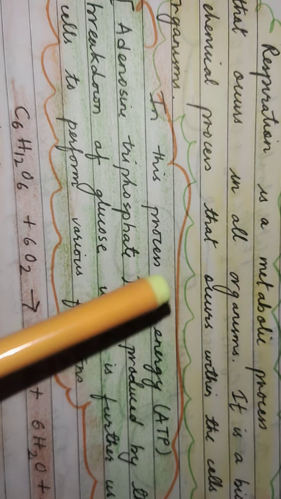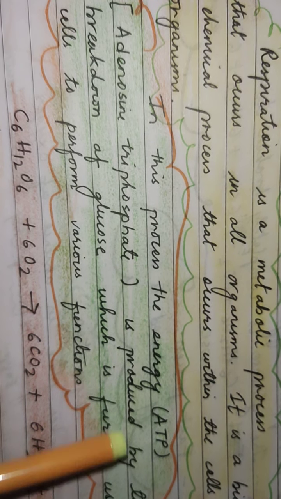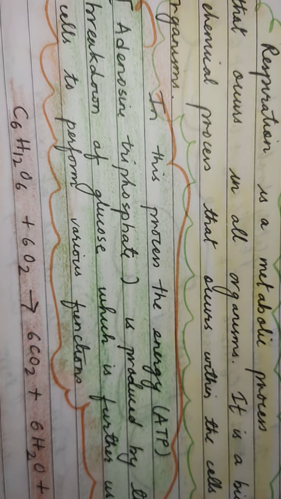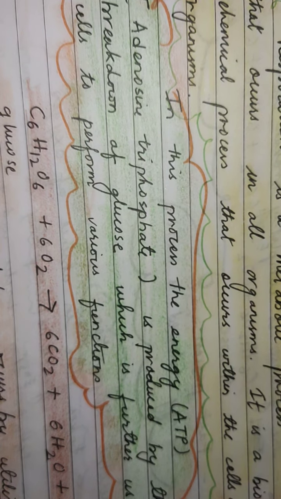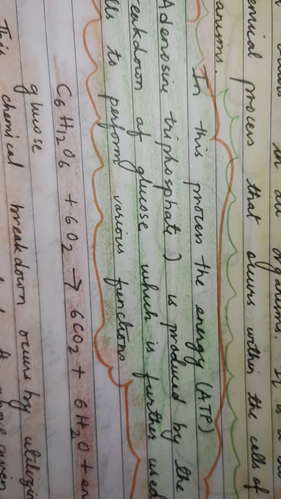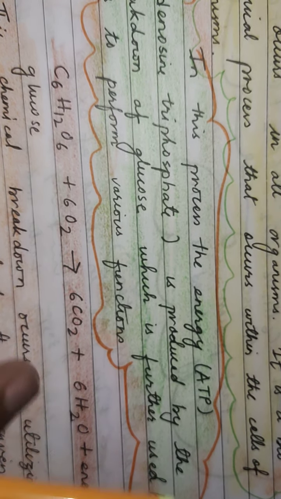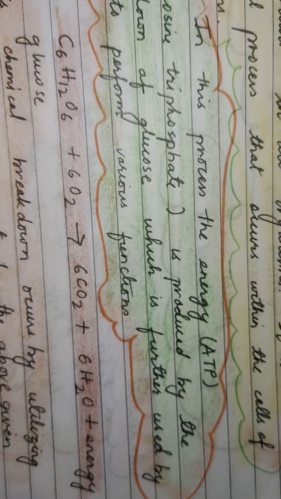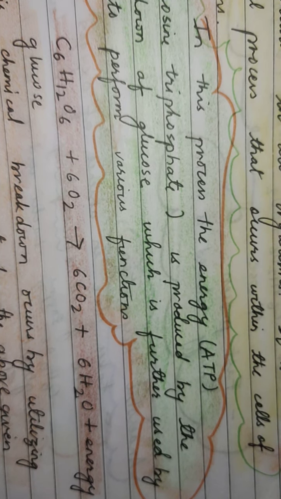In this process, the energy, that is ATP, adenosine triphosphate, is produced by the breakdown of glucose, which is further used by cells to perform various functions. So in respiration there is breakdown of glucose, right? So glucose, in presence of oxygen, gives rise to carbon dioxide, water, and energy. So in process of respiration there is breakdown of glucose.